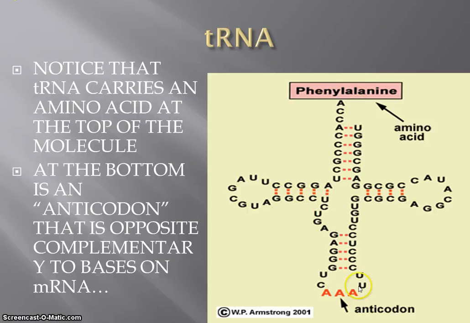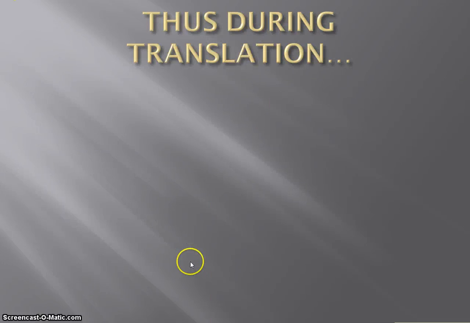But how does this know where to go? The secret is at the bottom right here. Our anti-codon, our opposite codon, AAA. Because what's going to happen here is that this AAA, do you remember what bases are opposite and complementary to AAA? If you remember, U's are complementary to adenine. So the codon that this is going to be attracted to would be uracil, uracil, uracil. Let's take a look at how that actually works.